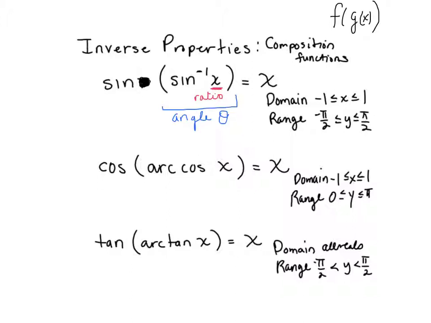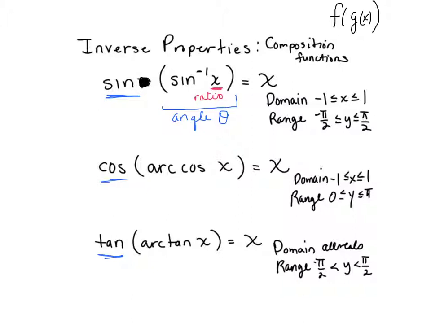The interesting property here, though, is if you have sine on the outside, or cosine or tangent, not arc, but just the function. If you take the sine of the inverse sine, you end up with just the x. If you take the cosine of the arc cosine of x, you end up with the ratio. And the tangent of the arc tangent of x is equal to x.